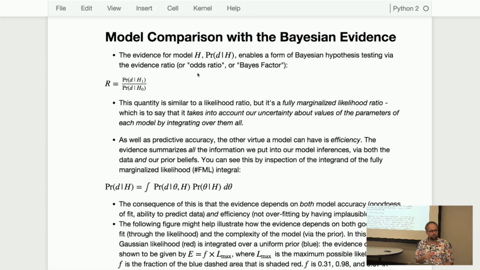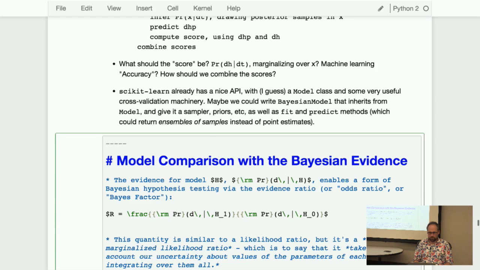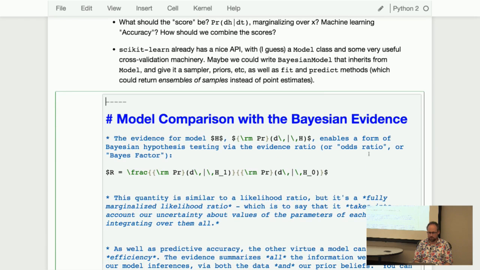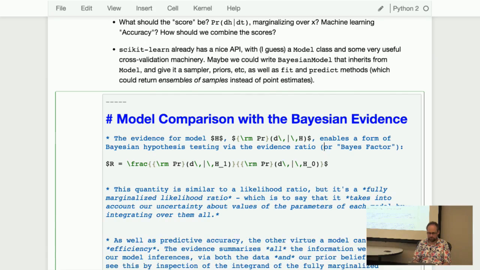Not the odds ratio. The odds ratio takes into account the prior of the two hypotheses. Beg your pardon. You'll see why I think of it as odds ratio in a second. So let's just remove that. Forget that, Bayes factor or evidence ratio.